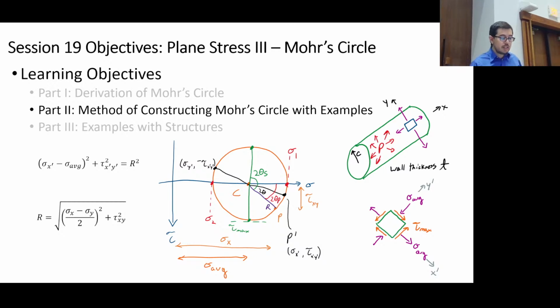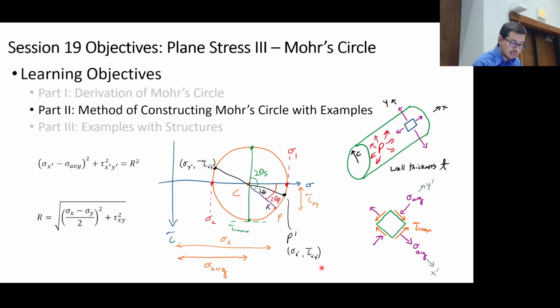And you can already see there are a lot of details. There are many details. You know, what is this sigma y, negative tau x prime? What is this sigma x prime, tau x prime y prime? We got sigma x. You know, the sigma average we already calculated. We got tau xy. We got a 2 theta p. We got a 2 theta s, right? There are a lot of details that we got to cover in terms of how we use Mohr's circle.